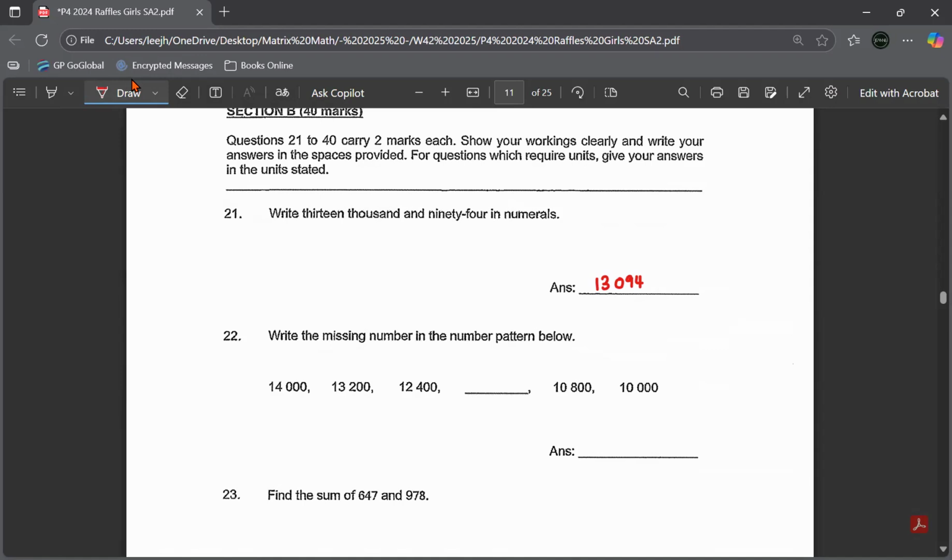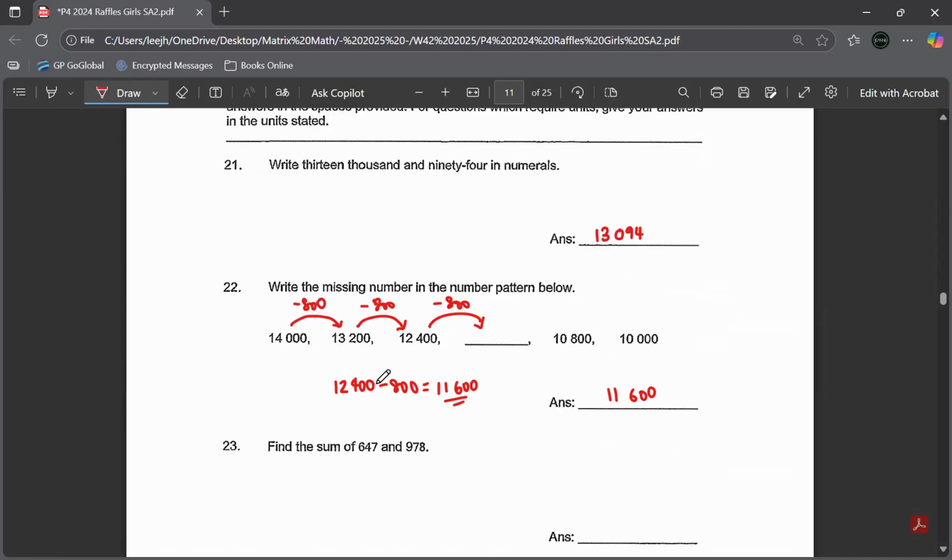Question number 22. Write the missing number in the number pattern. If you observe, from here to here is a decrease. So it's minus 800. Check from 13,200 to 12,400, is it minus 800? Yes. So that means the pattern decreases by 800 every time. So 12,400 minus 800. Answer: 11,600.